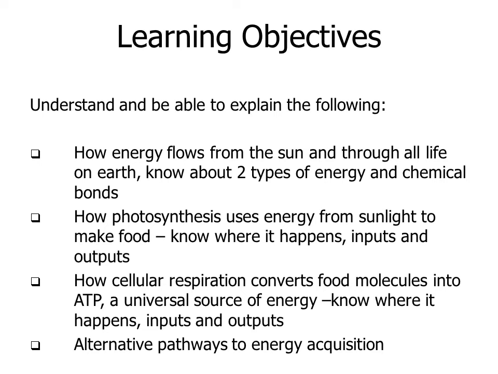chloroplast, and the inputs and outputs, right? So what goes into the chloroplast to make photosynthesis and what comes out at the end of photosynthesis. I want you to know how cellular respiration converts food molecules into ATP, and that ATP is a universal source of energy. I want you to know where it happens, which is the mitochondria. I want you to know the inputs and outputs of respiration. Also know that there are alternative pathways to energy acquisition. The one we covered was fermentation, and that happens because there's not enough oxygen around.